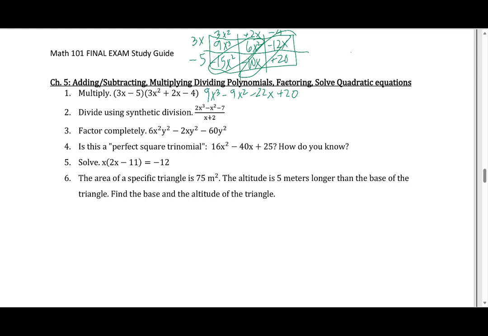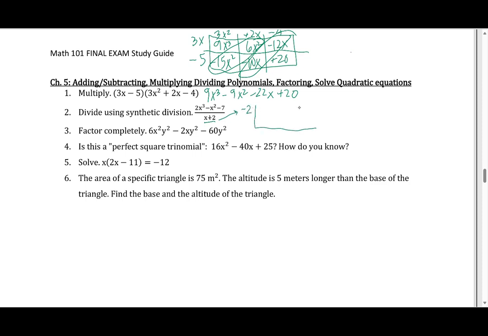Alright, number 2 says divide using synthetic division. If you want to do it the long way, you're welcome to. And on my paper, there was a typo, so this should be x plus 2 in the denominator there. That was a mistake on my part. So let's go ahead and write out our synthetic division, set it up. So we're going to change the sign and put it on the outside. So it's just negative 2.